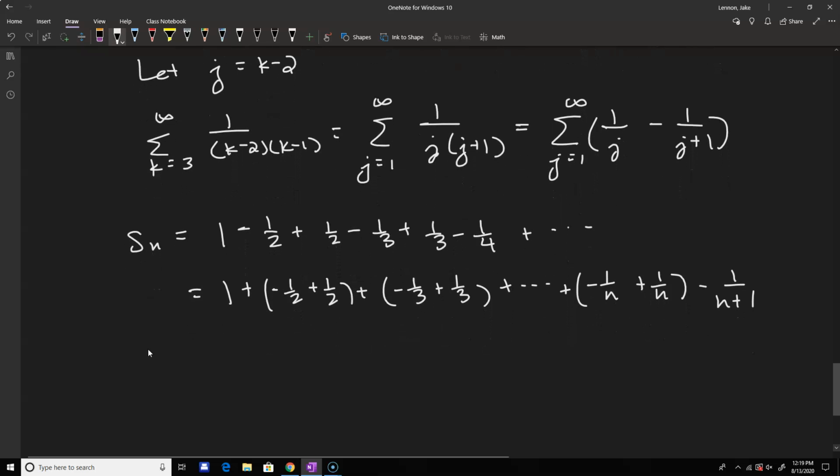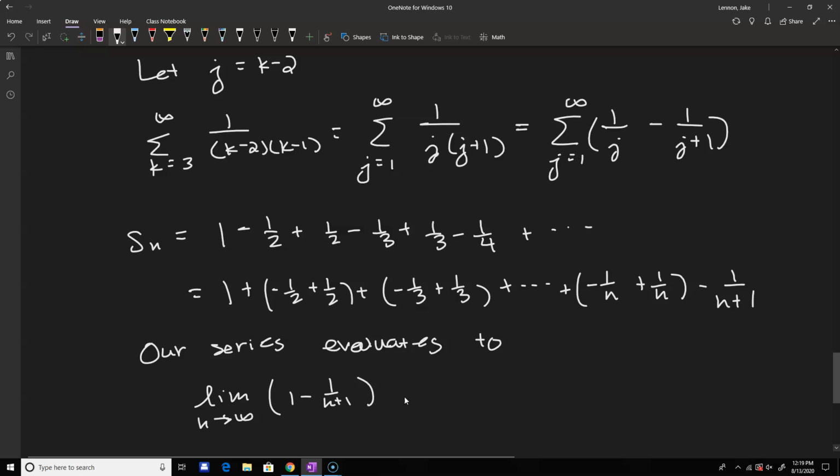So our series evaluates to the limit as n goes to infinity of 1 minus 1 over n plus 1, and we know that 1 over n plus 1 is going to go to 0, so this series just evaluates to exactly 1. So that's it for telescoping series. We'll go ahead and look at tests that will allow us to evaluate the convergence or divergence of a bunch of other series in the coming lectures.